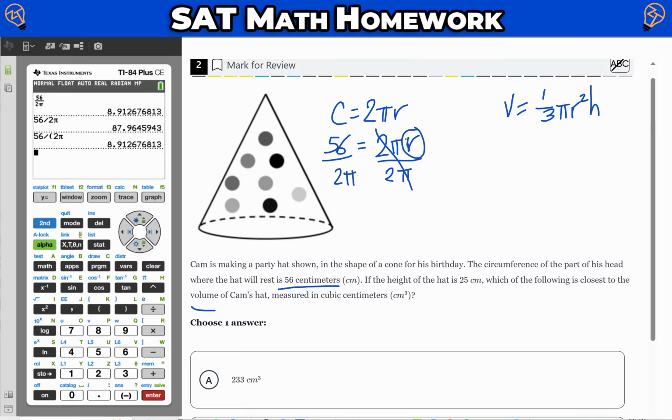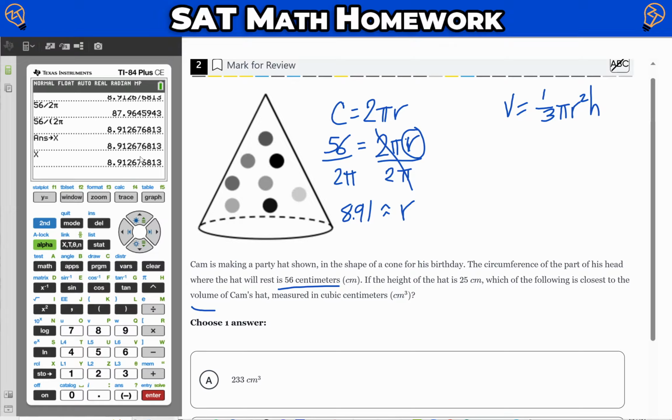I'm not a fan of rounding in the middle of a question. I can write it here about 8.91, but I want to take that exact answer and put it in my equation for volume. So here's a cool feature of what you can do. You can press the store button right here. It's going to take the most recent answer, and I can store it as x. And I press enter, and now every time I press x, the calculator thinks this value.